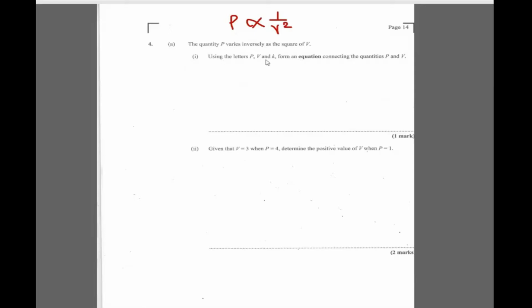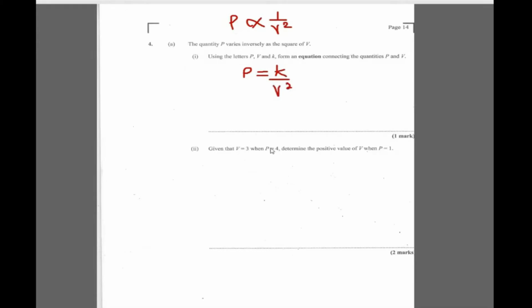Using letters P, V, and K, find an equation relating P, V, and K. So P is equal to some constant times 1 over V squared, or we can say P is equal to K over V squared.